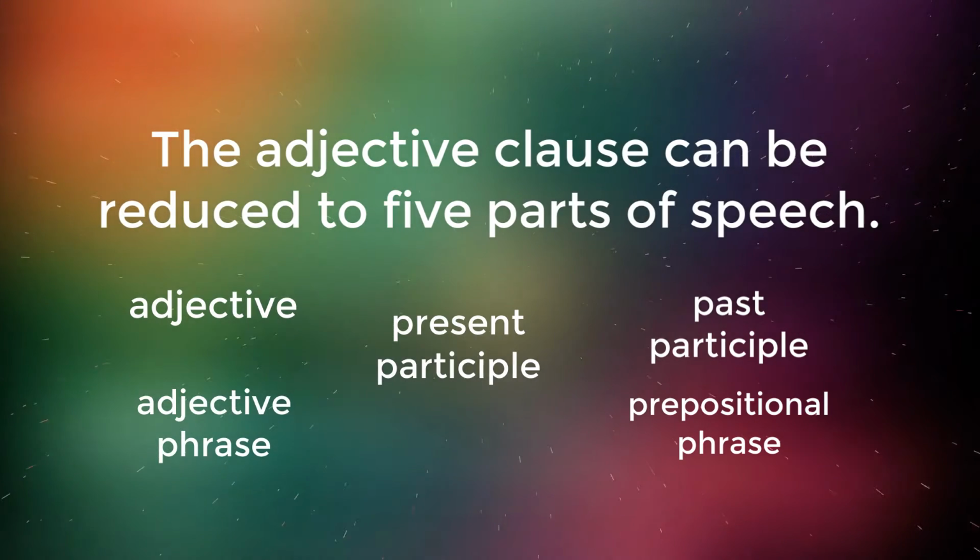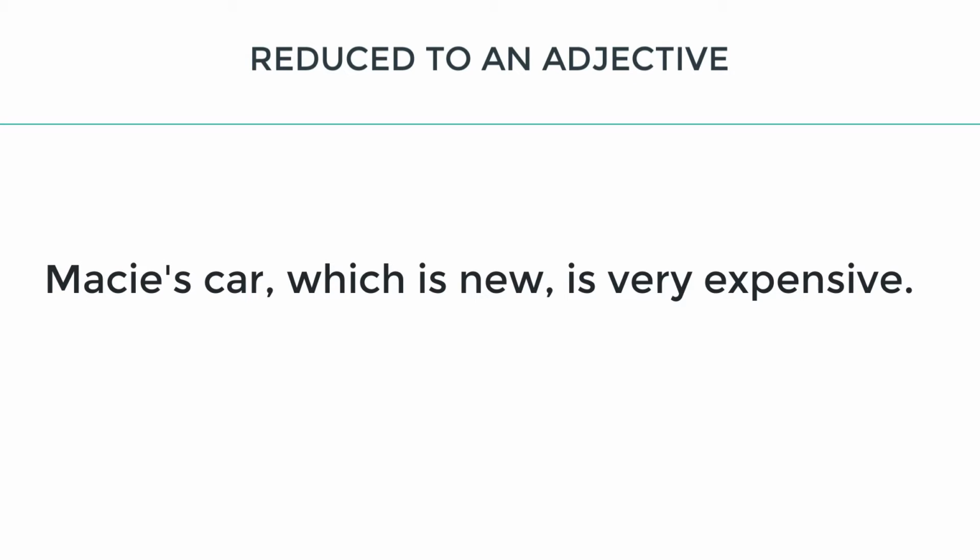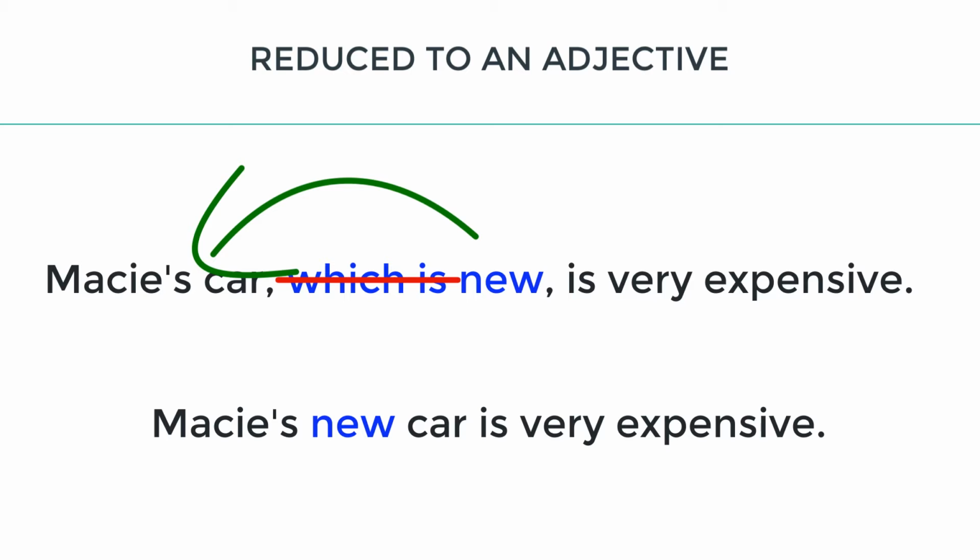Let's look at this example. Macy's car, which is new, is very expensive. In this example, which is new is the adjective clause, also a non-defining clause. If we remove which and is, which is a relative pronoun and is the be verb, we are left with the adjective new. But we can't say Macy's car, new, is very expensive. We have to move the order of the word new and place it before the noun, car. Macy's new car is very expensive. In this case, we have reduced the adjective clause down to a simple adjective.